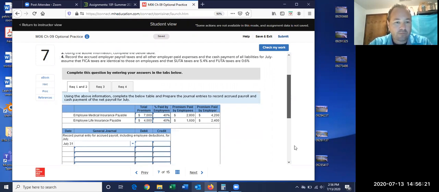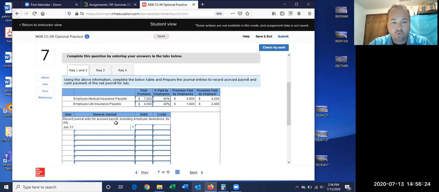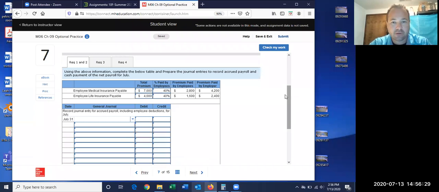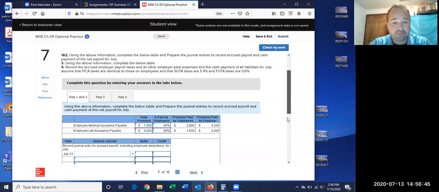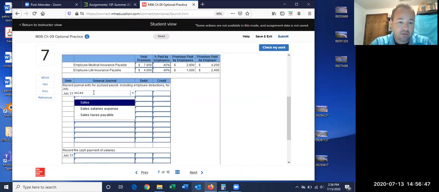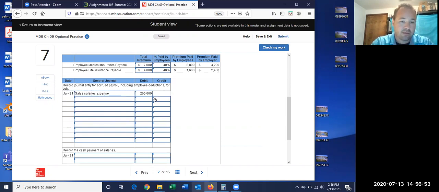Now what we're going to do here is record the accrued payroll, including all of the deductions. Okay, so we'll start off with our 2 debits, because with this problem, when they have them separated, that means they want you to separate them in the journal entry as well, not just have one big wage expense. So you're going to have a sales salary and then an office salary. Sales salary expense was $200,000. And our office salary expense was $160,000.